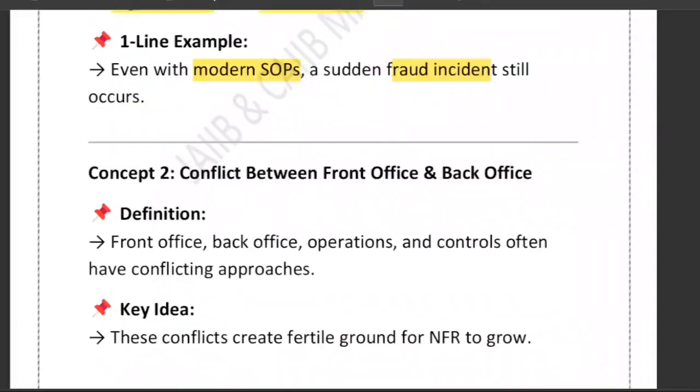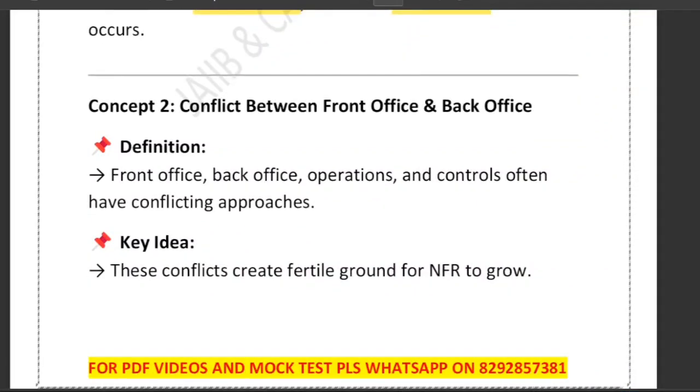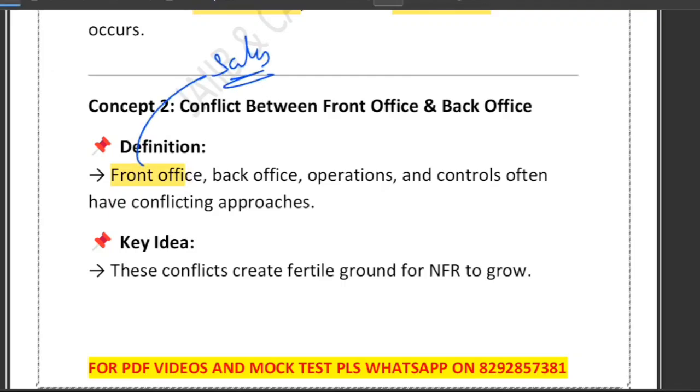Now, conflict between front office and back office. Inside every bank, the different teams have different priorities. Front office is like sales, so they want speed, quick approval, customer convenience. Then we have the back office, which handles operations. Basically, they want accuracy and proper documentation.